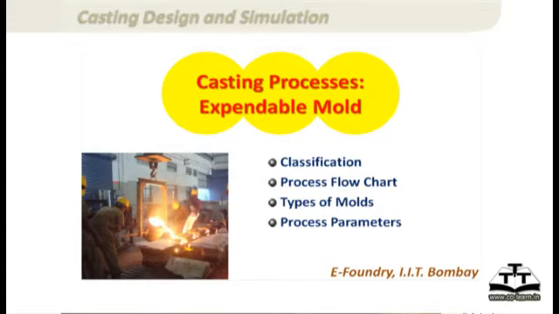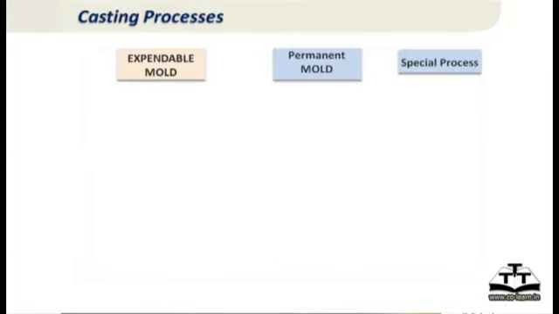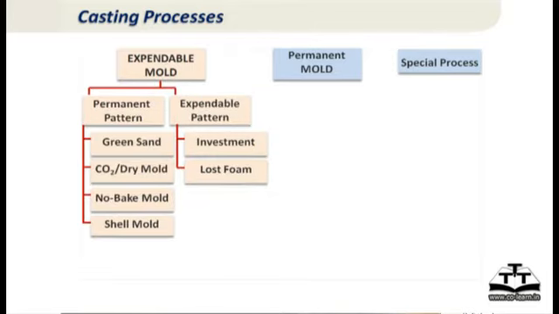So in this lesson we will look at a typical sand casting foundry. How does it look, what are the activities in that, the flow chart of that, and a little later we will look at different types of molds, and at the end we will look at a bit on process parameters of sand casting. To start with, when you say expendable mold processes, the mold is expendable anyway, but the pattern also could be either expendable or permanent.